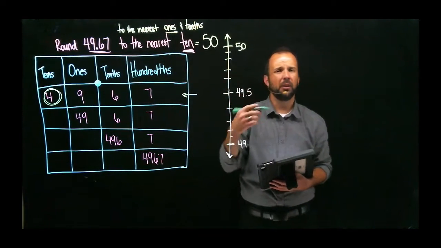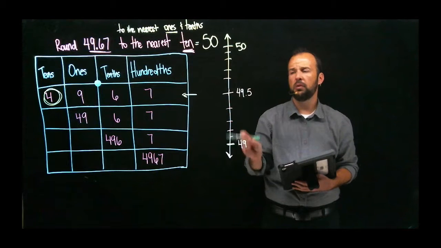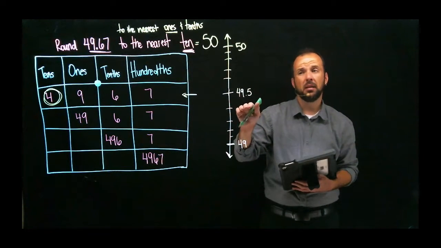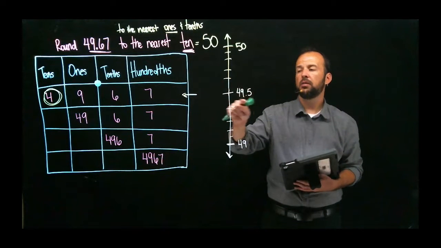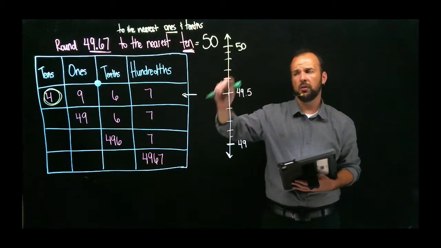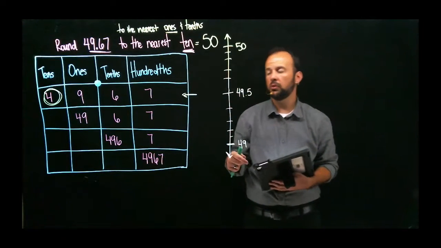Okay, and if I were to look about halfway in between 49 and 50, that would be 49.5. Okay, 49 and a half. That's halfway in between 49 and 50. That's the middle. So we have the middle here. And now we want to put our number on there somewhere, figure out where it's going to be, and then see what it's closer to.